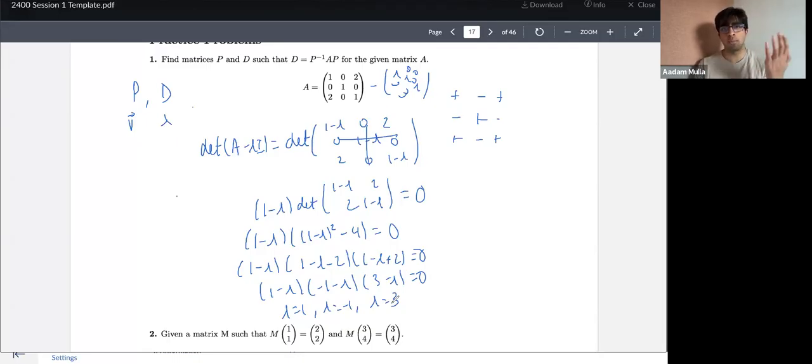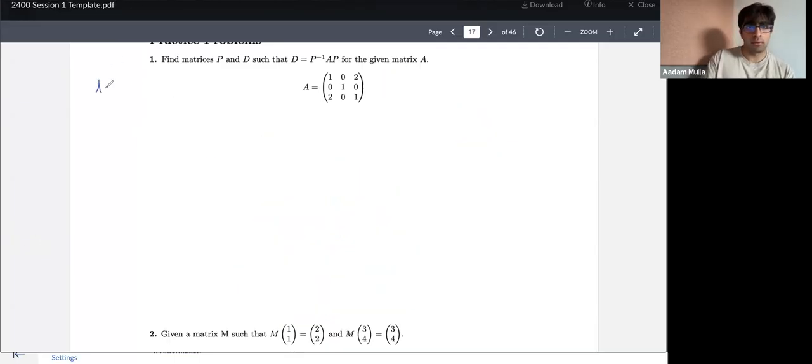Maybe the solution for the example problem is this solution. We'll see. We'll figure it out. Okay, and let's clear the work. So we got 1, negative 1, and 3. So we have lambda equals 1, lambda equals negative 1, and lambda equals 3. Let's do lambda equals 1 first, right?